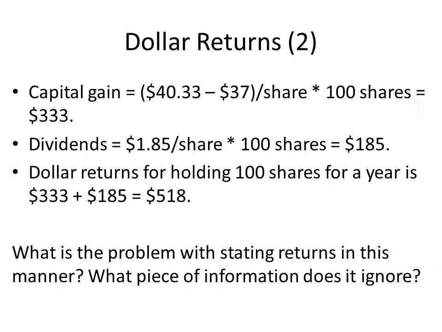Now for dividends. Each share collected $1.85 in dividends, and there are 100 shares, so $1.85 times 100 is $185. And so we can find the dollar returns for holding 100 shares for 1 year to be $333, the capital gain, plus $185, the dividend. That gives us a total of $518.